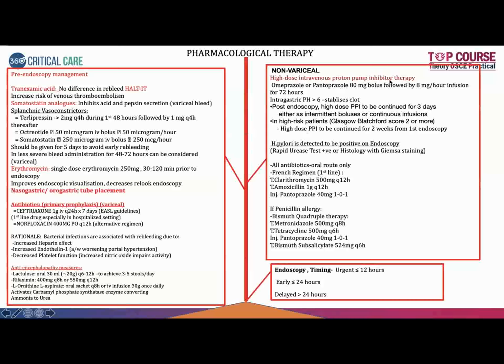And what is the indication for proton pump inhibitors? If it's a variceal bleed, there is no role for proton pump inhibitors. If it is a non-variceal ulcer-related bleed, yes, there is a role for proton pump inhibitors. So what is the dose? 80 milligram IV bolus followed by 8 milligram per hour infusion continued for 72 hours. So how does it work? It increases the gastric pH to more than 6, so it stabilizes the clot. So post endoscopy, the proton pump inhibitors should be continued for 3 days, either as intermittent boluses or continuous infusion.